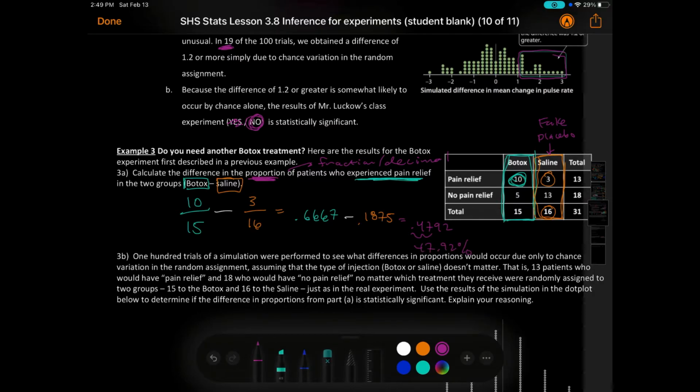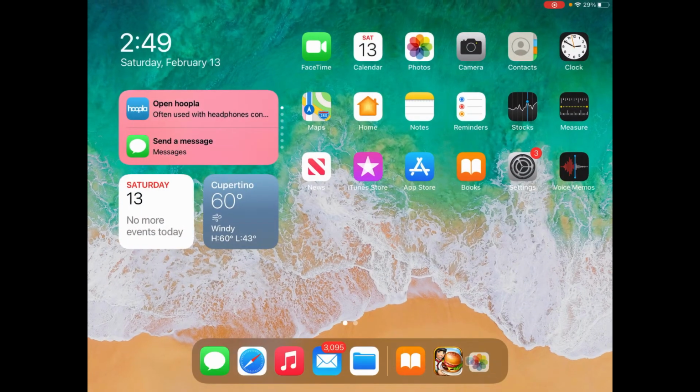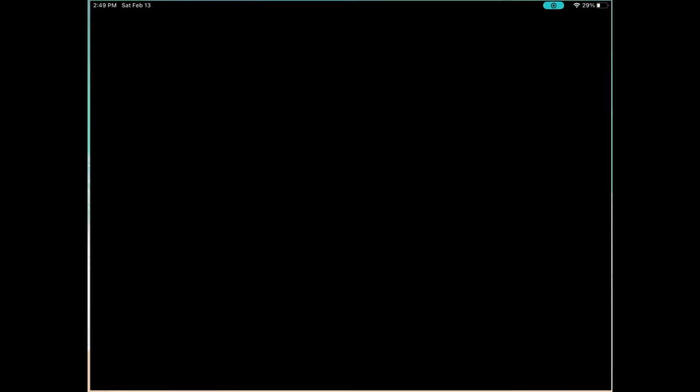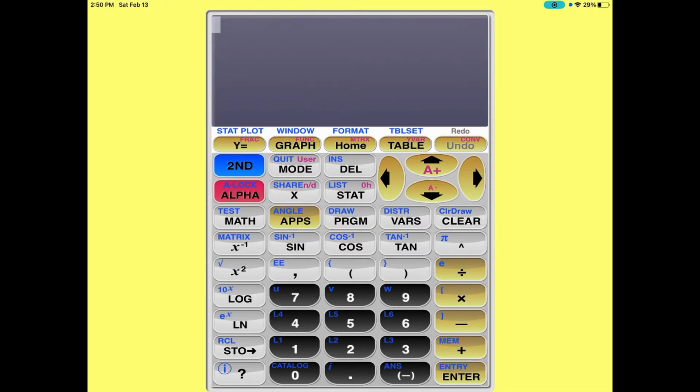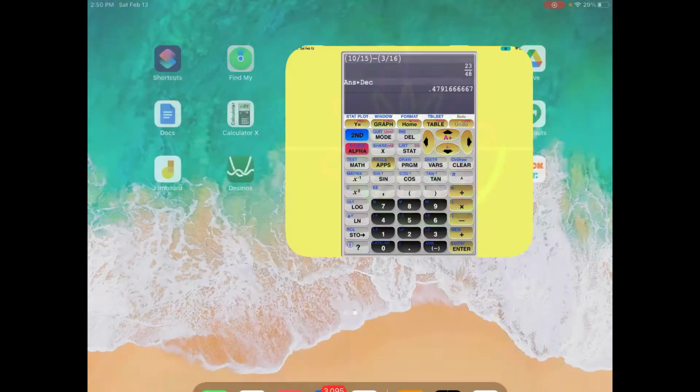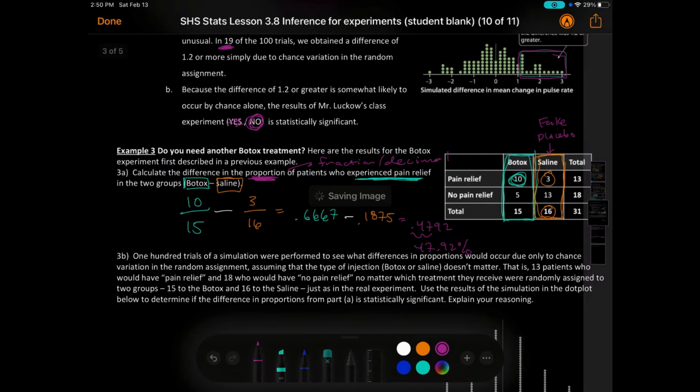Let me show you how the calculator can actually solve that. Just put those in parentheses, 10 divided by 15 minus 3 divided by 16. So you don't have to do anything like subtracting or adding fractions. And then, you can go to math and turn it into a decimal, and that's the same number. Okay?